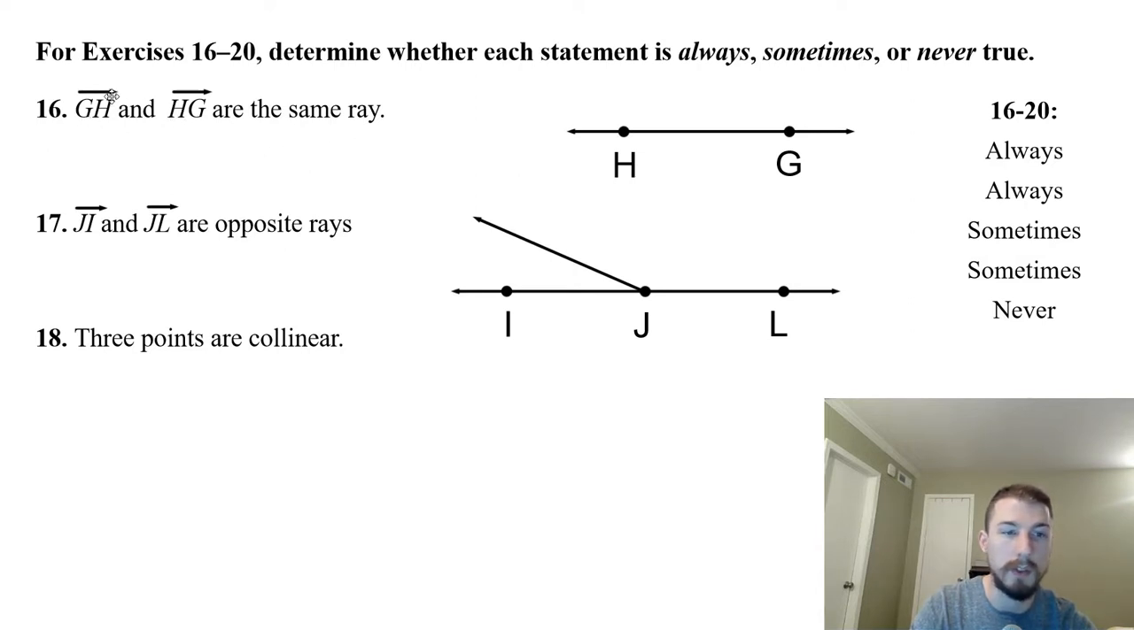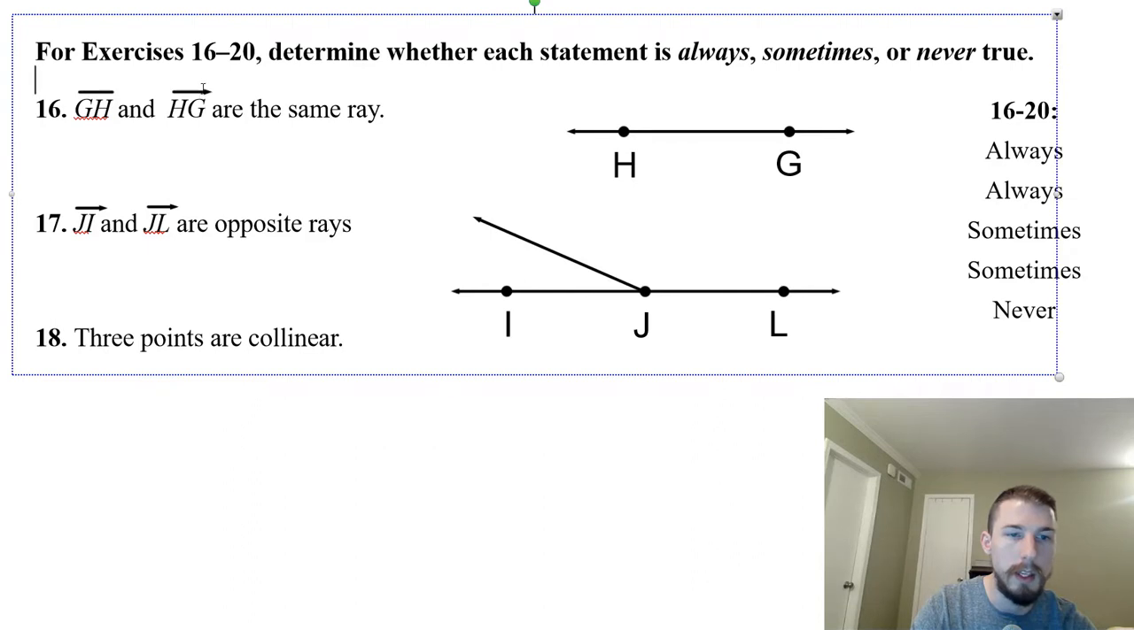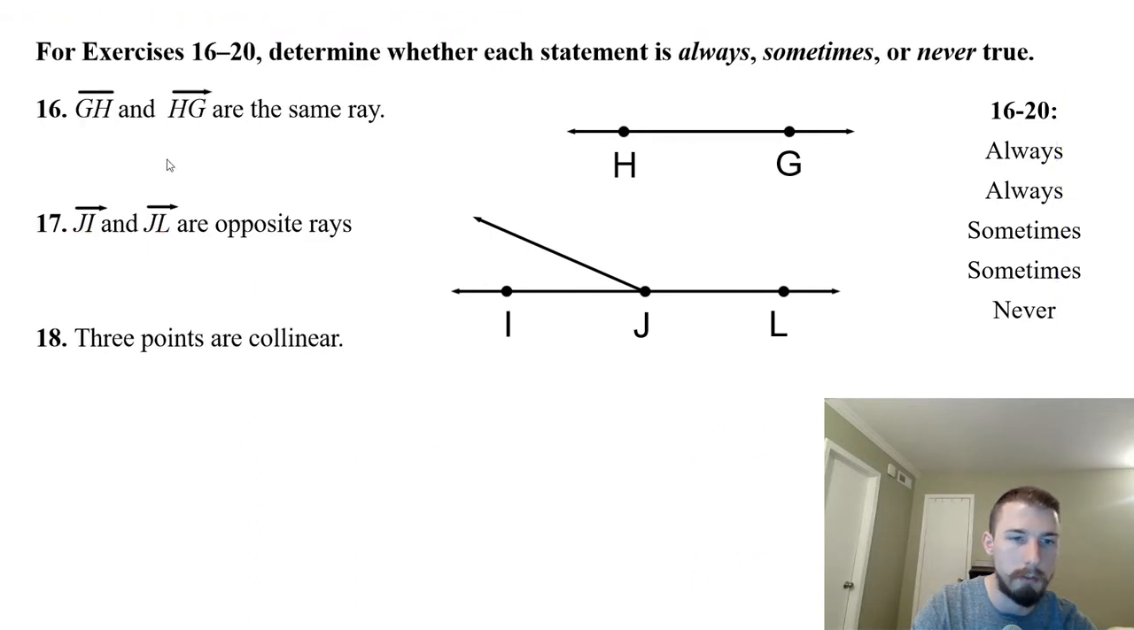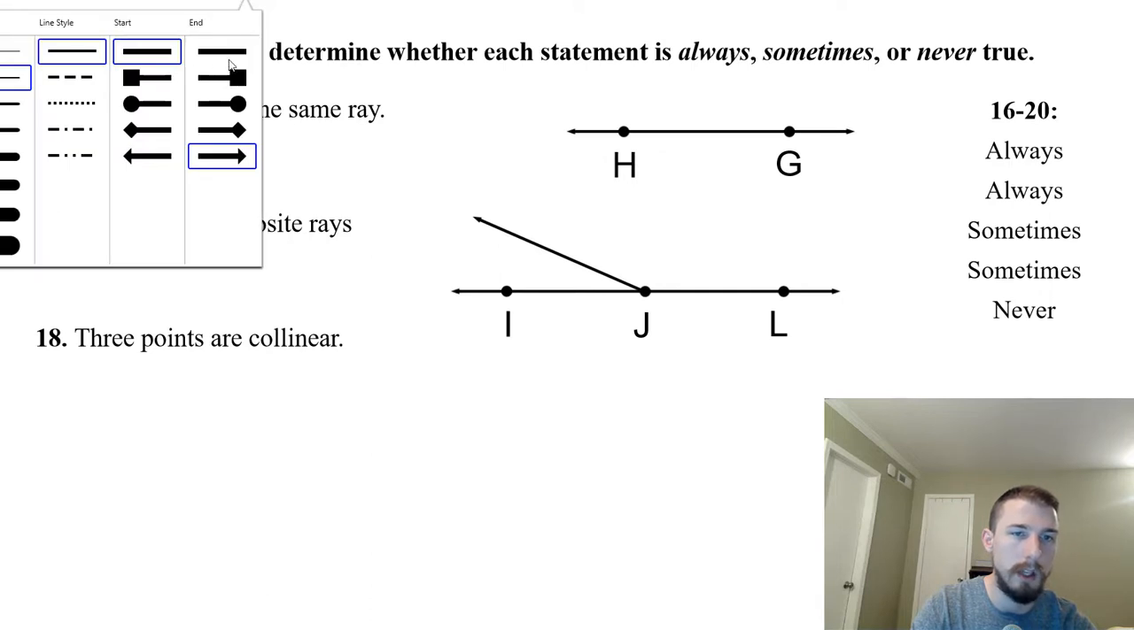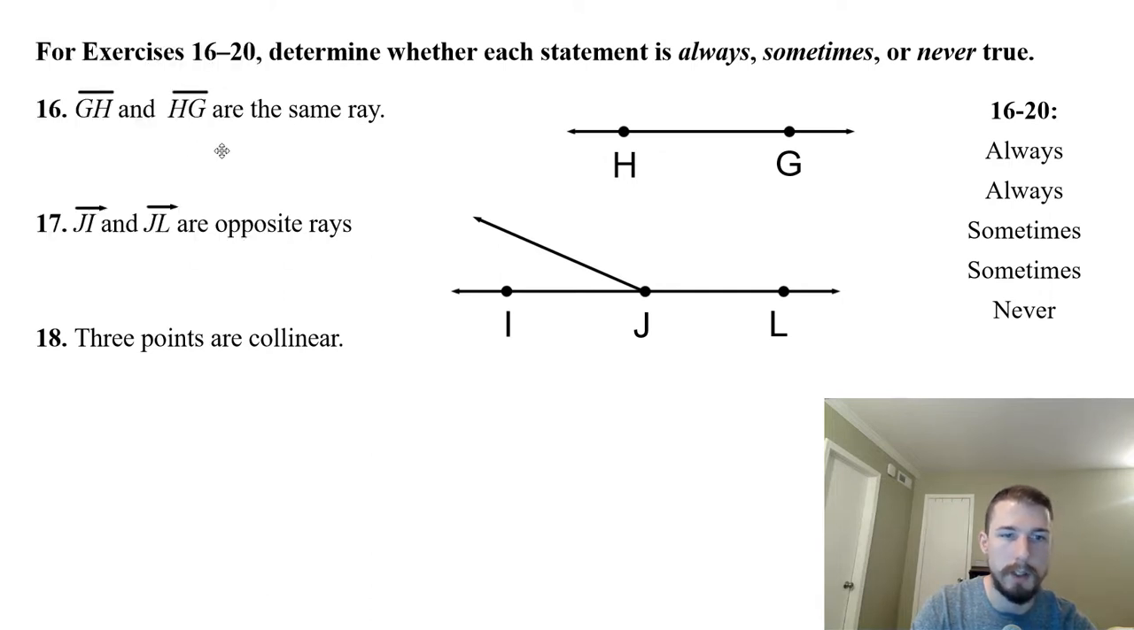So if these were segments instead of rays, so if this had an endpoint here and this one also had an endpoint, then you could say that they are the same segment. Because segment GH and segment HG are exactly the same segment because they have the same endpoints. The collection of all points between G and H is exactly the same. But when we're talking about rays, now they're different because they're starting in different places, so they're going in opposite directions. So that one would be never true.